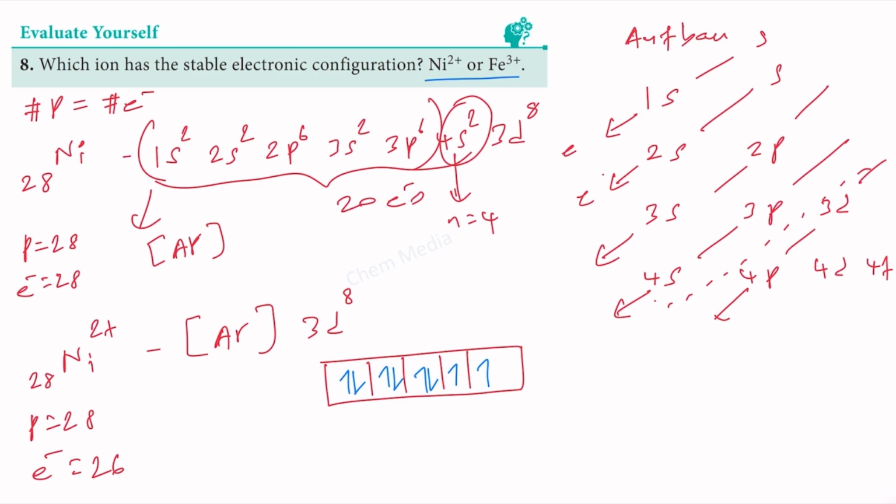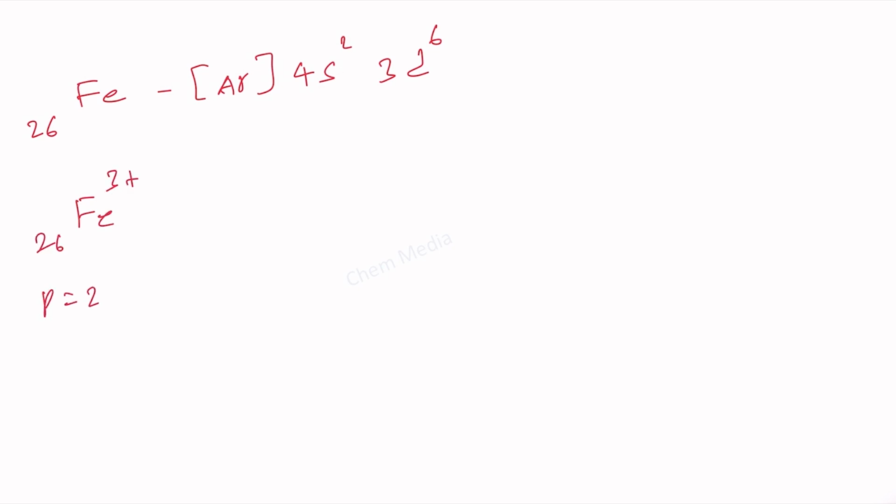Now let us write the electronic configuration of Fe3+. For Fe, let us first write the electronic configuration. Atomic number is 26, and therefore argon, that has 18 electrons, and then 4s2, 20, and then 3d6. Now if we say Fe3+, this means now the number of protons will be still 26, but the number of electrons will be only 23.